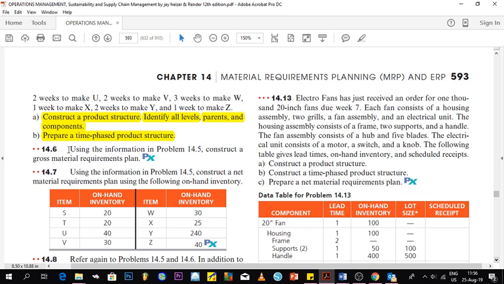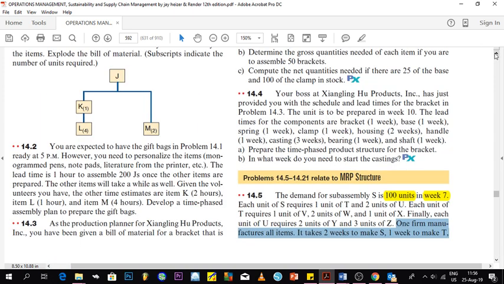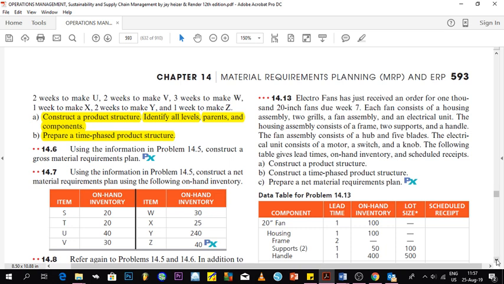So how do you go about 14.6? The question is about using the information in 14.5 to construct the gross material requirements plan. The information that is mainly important here is, first of all, how many units are required for the subassembly S and when it's required, which is 100 units by week 7. Next we also need the lead time, which is already given in this statement. Those are the two pieces of information that you need whenever you want to work out the gross material requirement.